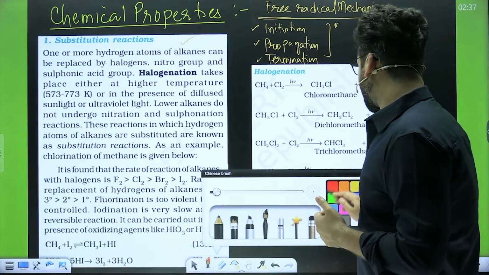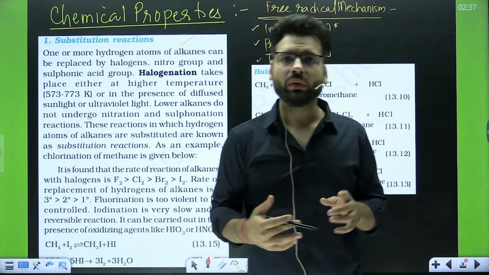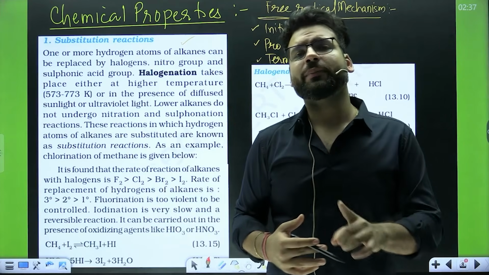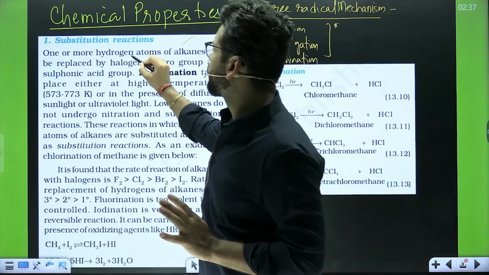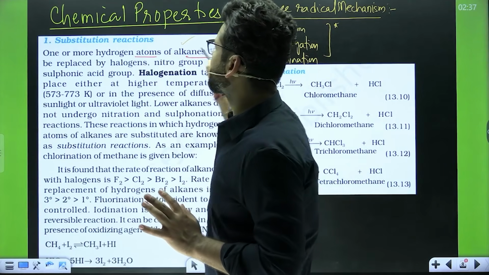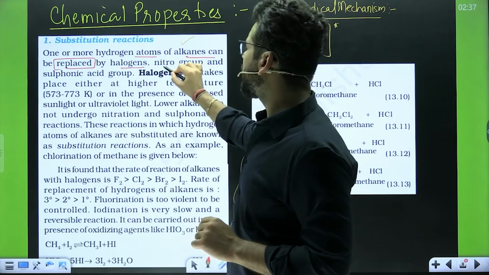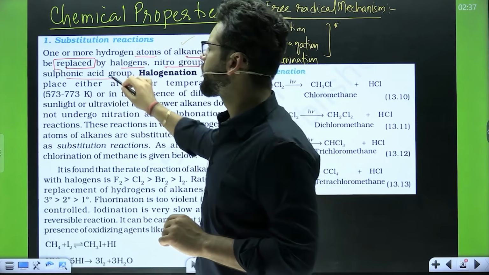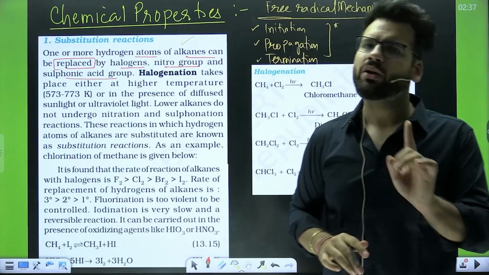What is the reaction? Take any alkane, react it with halogen gas in the presence of sunlight or high temperature. One or more hydrogen atoms of alkanes can be replaced, meaning substituted, by halogens or a nitro group also, or a sulfonic acid group also. These reactions are not mentioned in the NCERT, only halogenation is mentioned, so that is important for us.